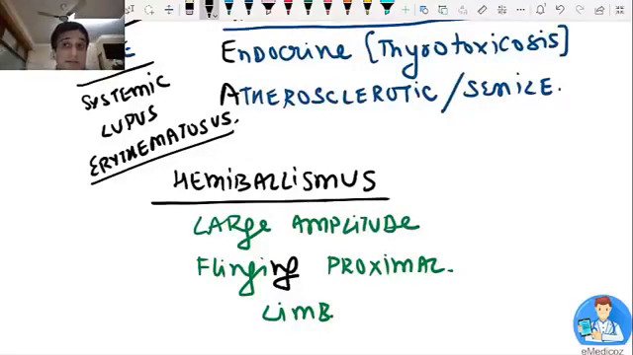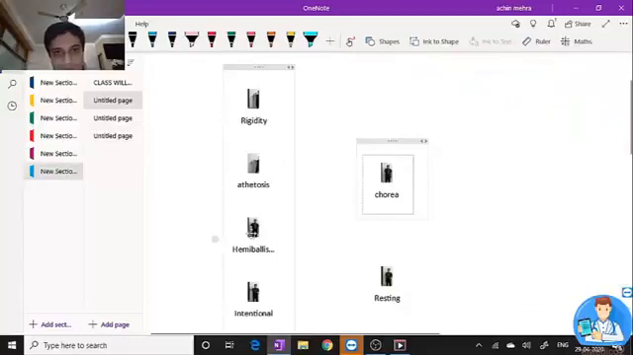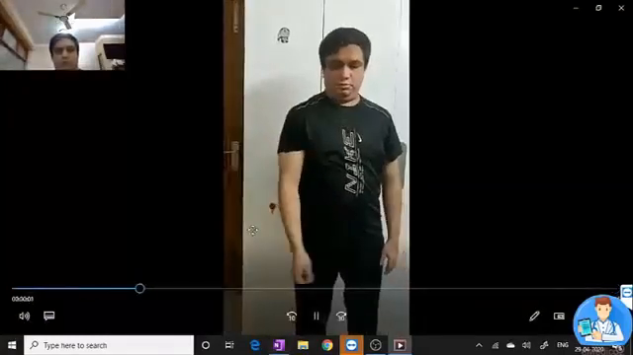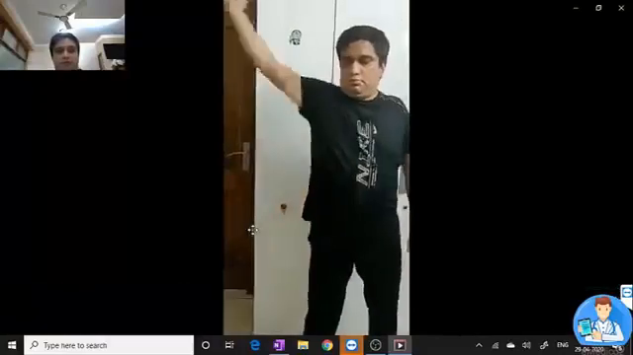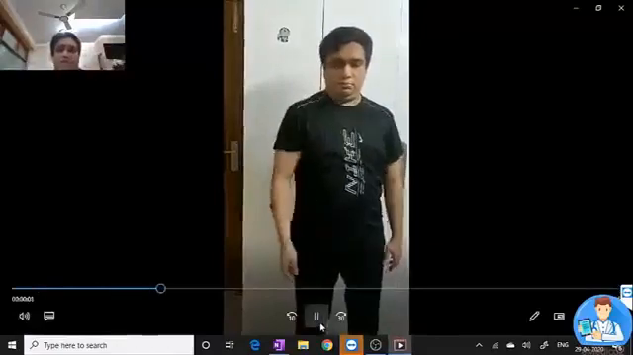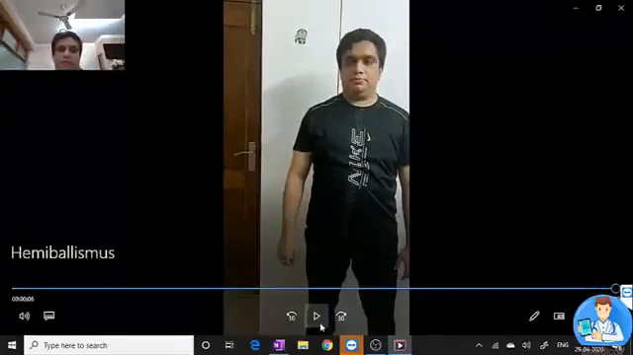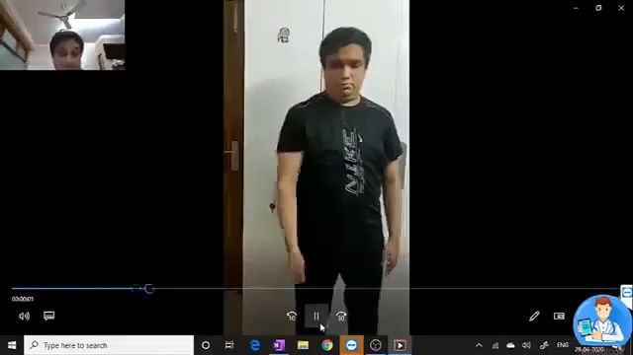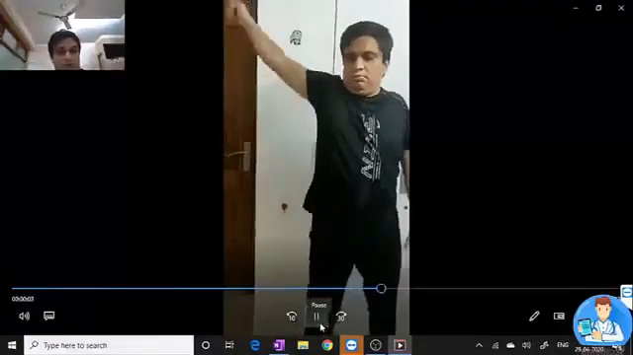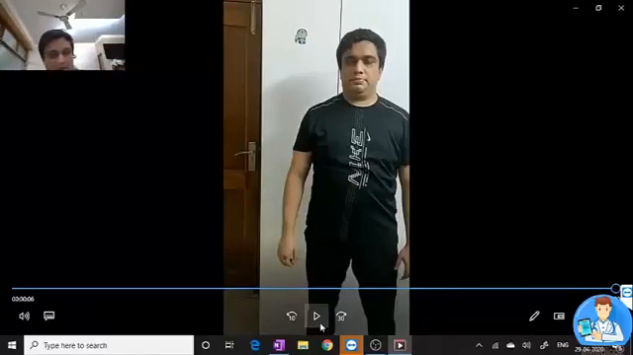Now, how does hemiballismus look? Let me show this to you. Look at this. My hand is going too far off. It's a large amplitude flinging movement, and the most important thing is that it's a flinging kind of movement involving the proximal limb. So the proximal part, the shoulder, suddenly flings like this. Okay, this is known as hemiballismus.